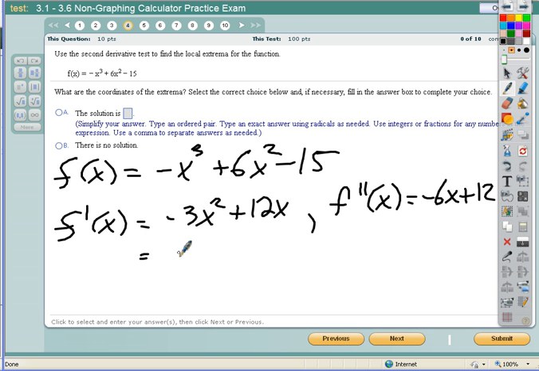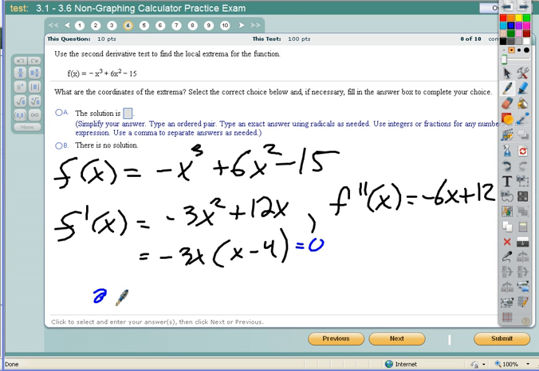Right? So the zeros of the first derivative are where then? Where would the zeros of the first derivative be? Zero and 4. Okay. So those are the critical numbers I want to test.